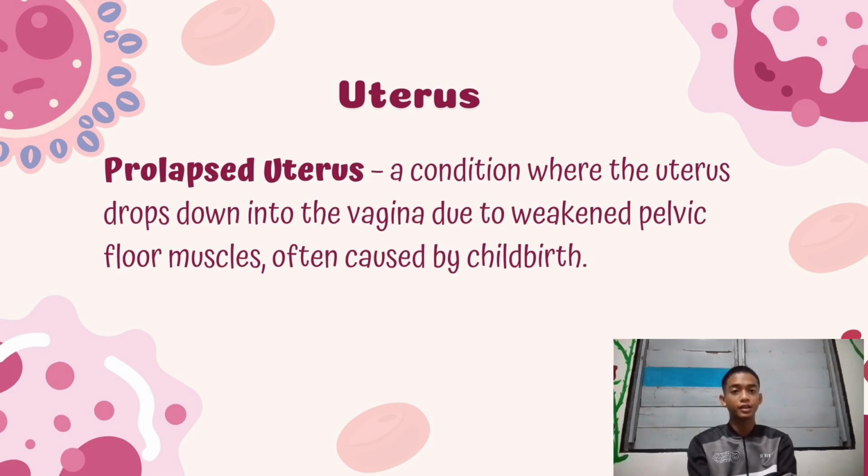Now let's talk about a condition that can happen during childbirth, and this is prolapsed uterus. Prolapsed uterus is a condition where the uterus drops down to the vaginal level, caused by weakened pelvic muscles. This often happens during childbirth.